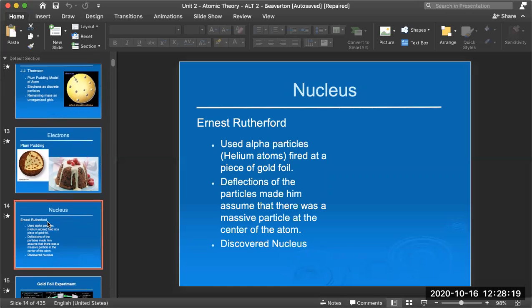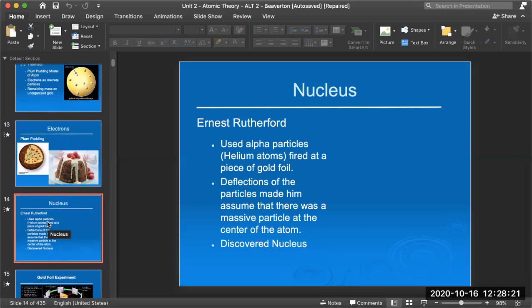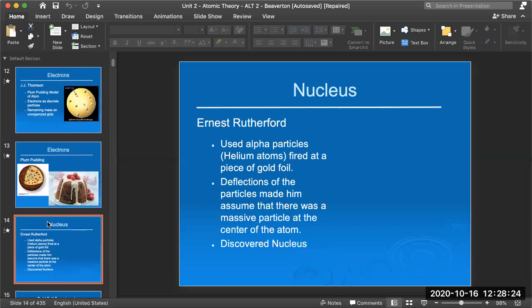So the next person who came along, Ernest Rutherford, and he and his students developed an experiment to test J.J. Thomson's model. So now we're early 1900s. Einstein has already written his first paper on theory of relativity. Physics is a vastly developed science. Engineering is moving forward. The Wright brothers have invented the first airplane, and we still don't know anything about an atom.